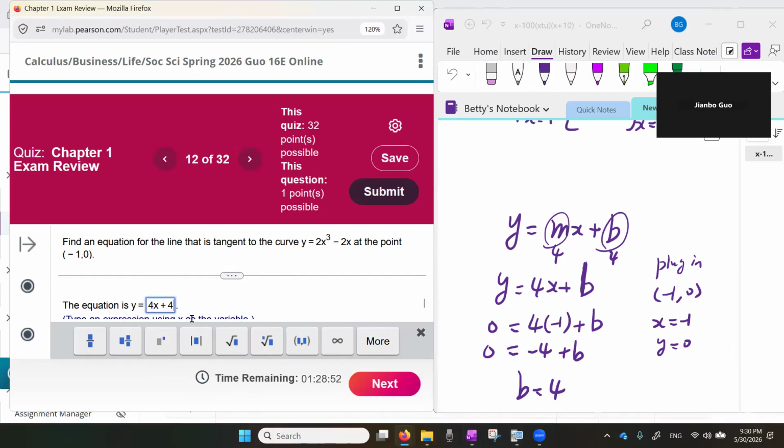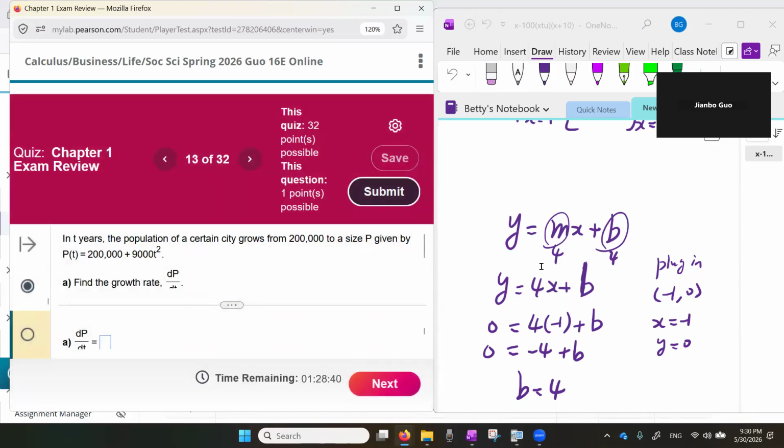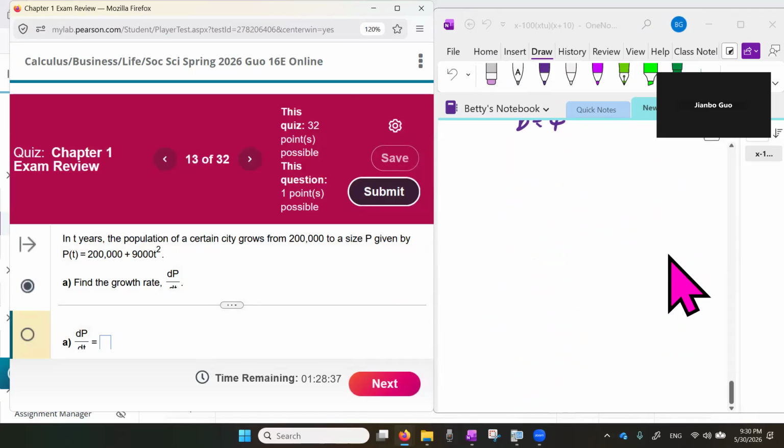-1, -4 plus 4, 0, and the derivative is 4, 6x squared minus 2. Plugging x in, it's 4. Yeah, that's it. You can rewind it to see the process of solving that type of problem.